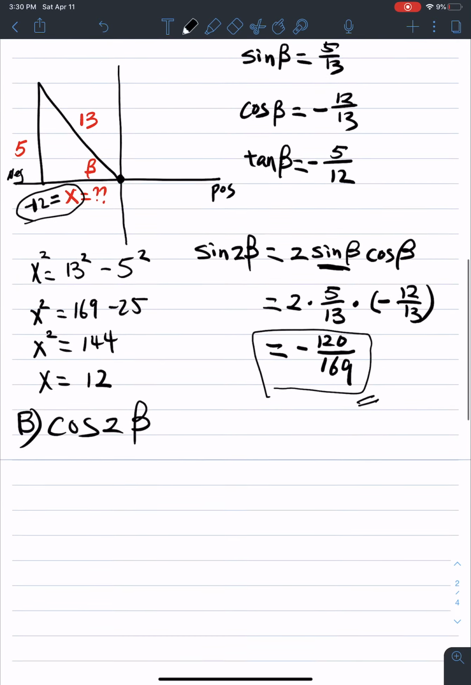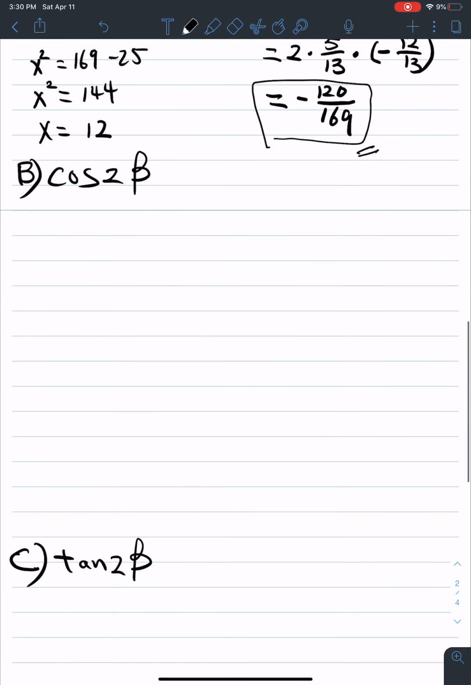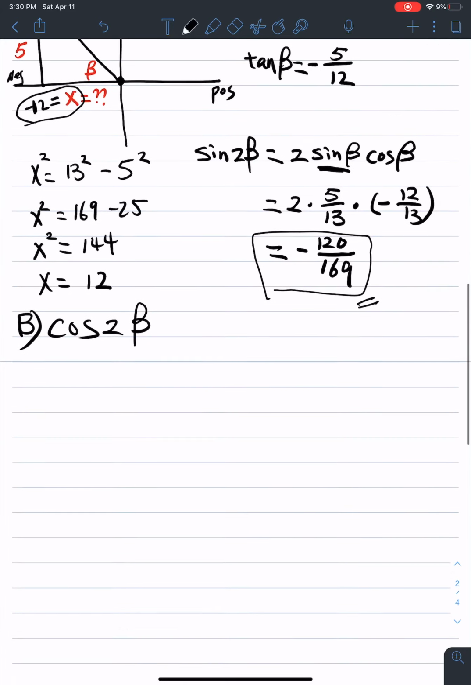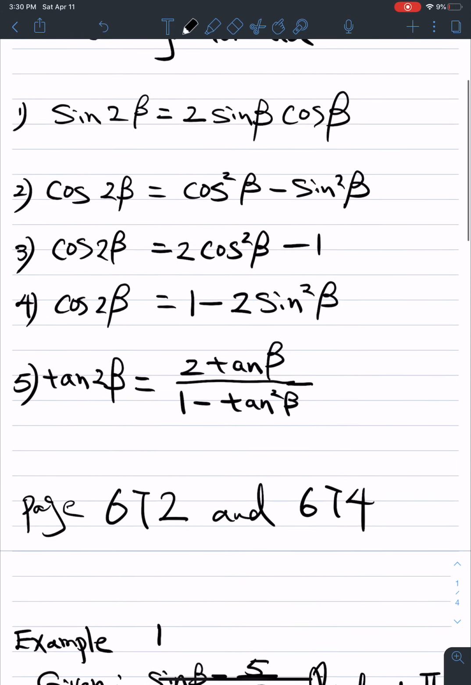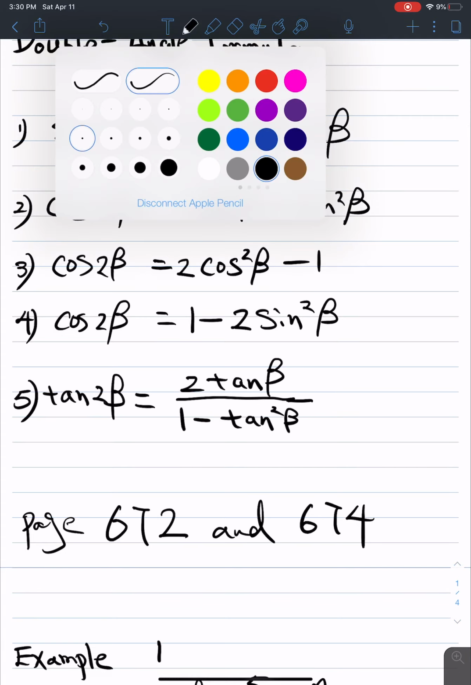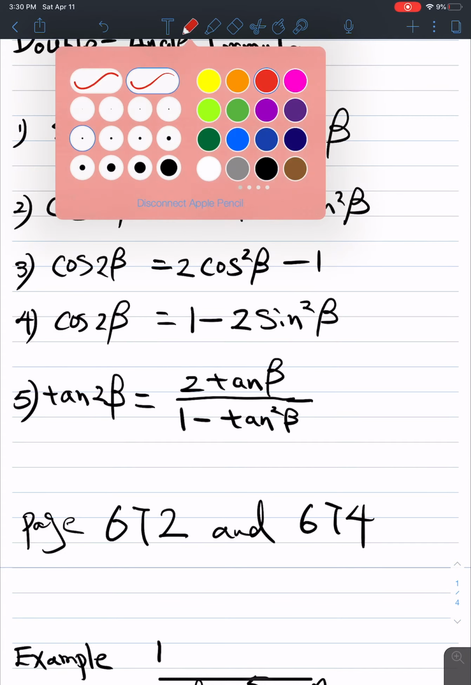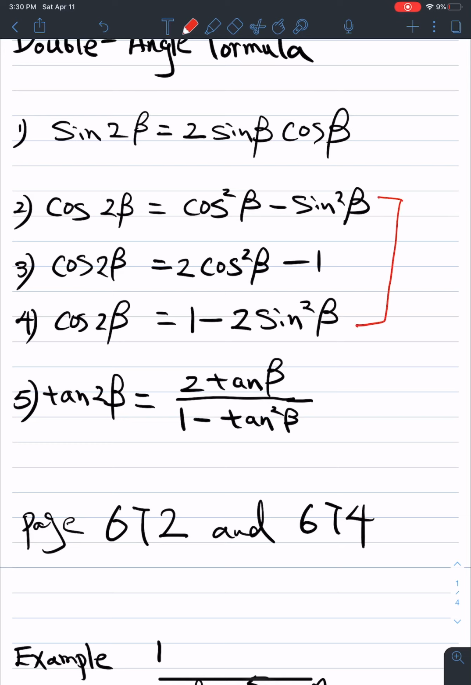Let's move to part 2. Cosine double angle. Don't forget, for cosine double angle we have 3 formulas. Which 3? Go back to the first page. Do you see it? Those 3 are double angle for cosine. So it doesn't matter which one you're using, the answer will come out the same.